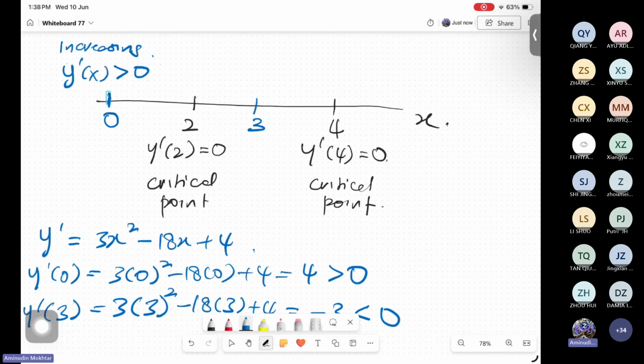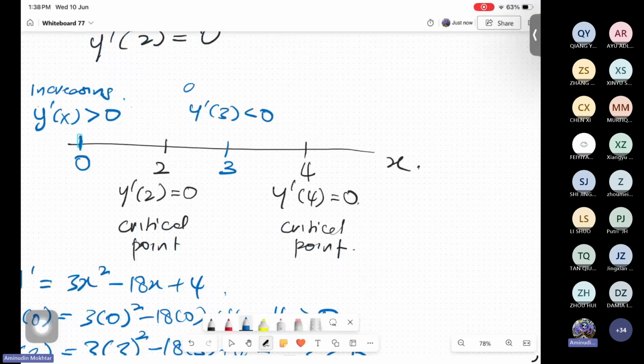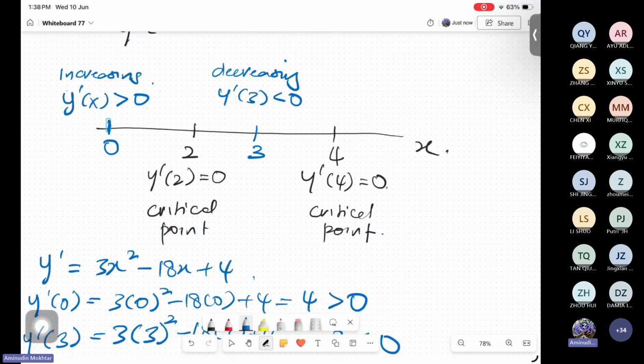So the slope of the function is negative. Negative means the function is decreasing. The function is decreasing.